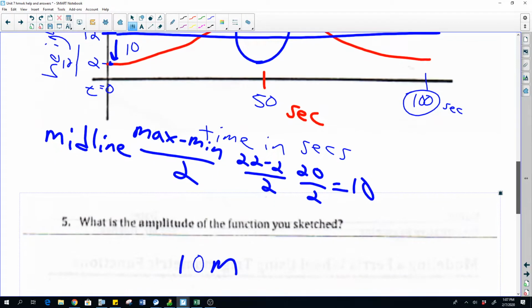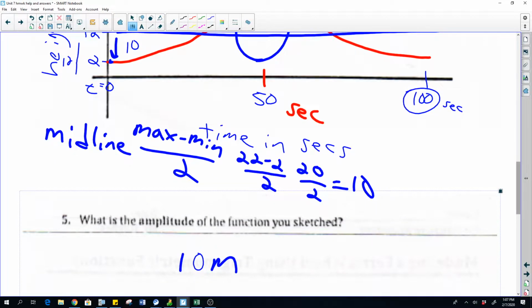And so you can see my mistake there. The midline is actually the maximum plus the minimum, divided by 2. So that would be 22 plus 2. And so that's the formula for the midline, which is 12.